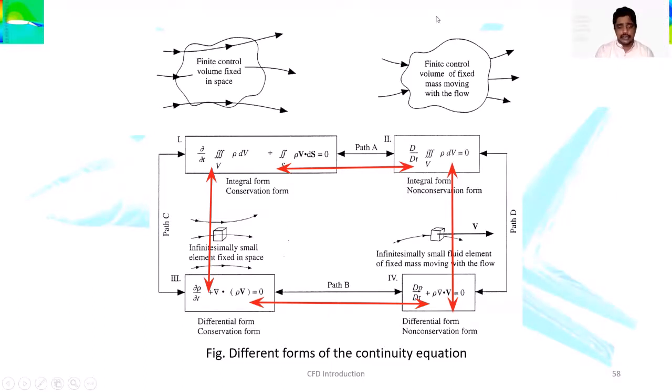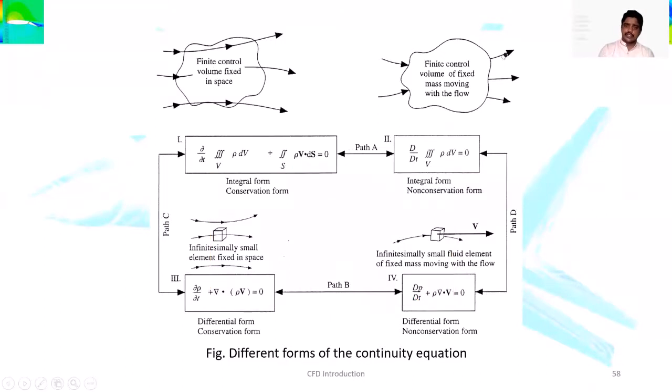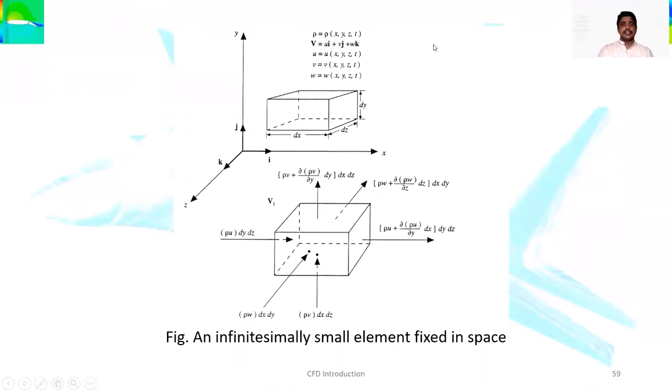So this represents the different forms of the continuity equation, that is, a fixed control volume fixed in space and a moving control volume moving with the space also, right? So this is what exactly the continuity equation and its different forms are, in a simple way. We are going to obtain the continuity equation derivation in a simple format. So let us go for the continuity equation derivation in a simple way.